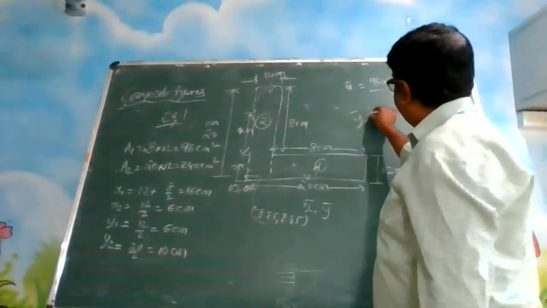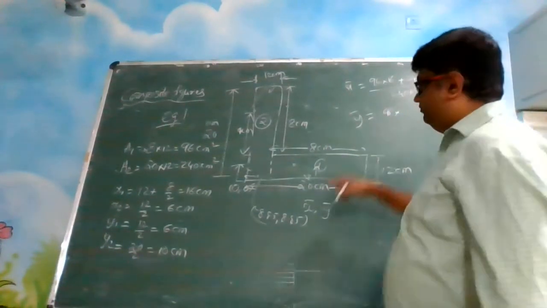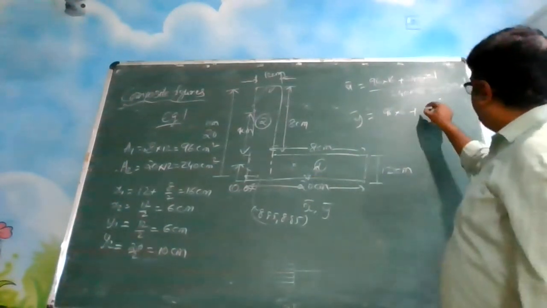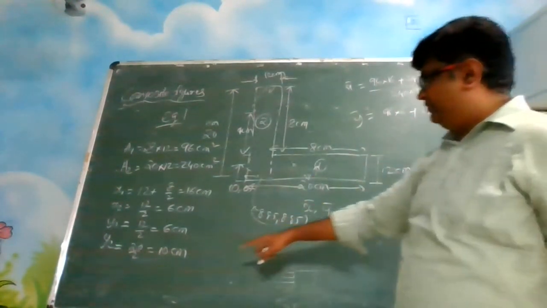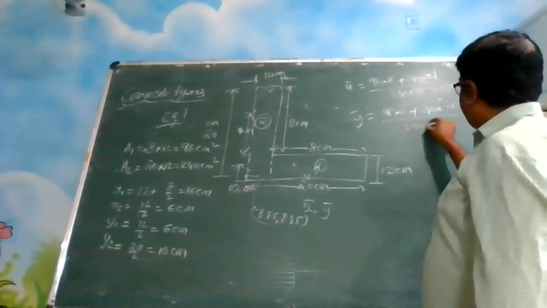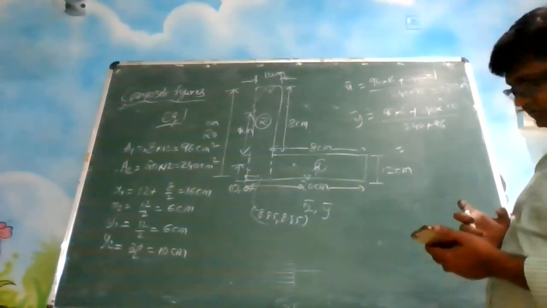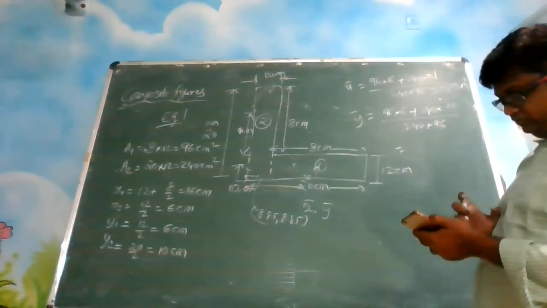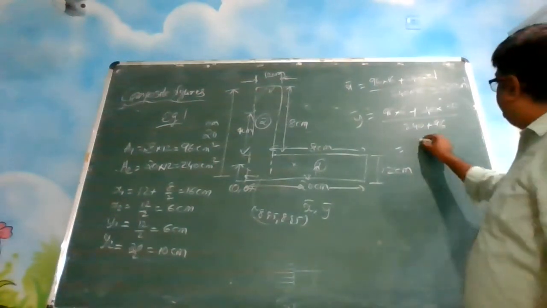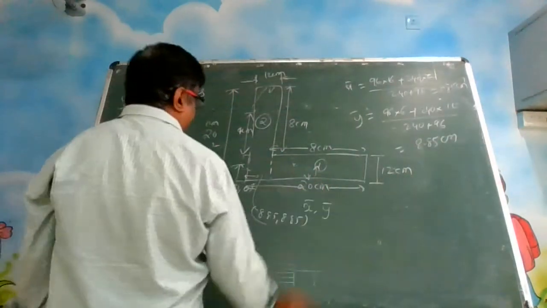Now calculate y bar. A1 y1. A1 is 96, y1 is 6 centimeter plus A2 240 into y2 10 centimeter divided by A1 plus A2. इसको कैलकुलेट करते हैं. तो 96 into 6 plus 2400 divided by 336, 8.85.